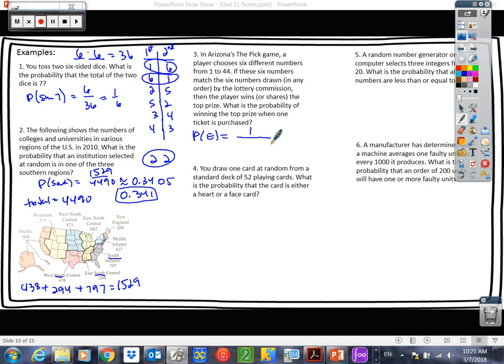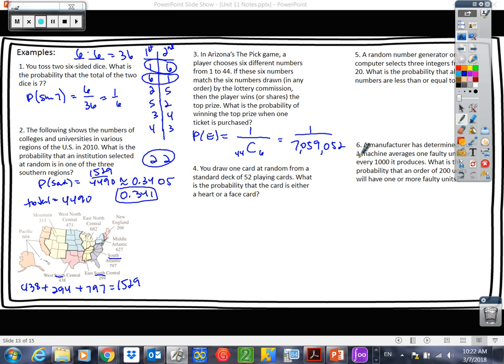Out of, and this one specifically says drawn in any order, so that's good and not confusing like the one on the daily work yesterday. So any order, so that would be a combination. We have 44 numbers to choose from, and we're drawing 6 of them. So we would do 44 combination 6 in our calculator, and we would get 1 over 7,059,052.